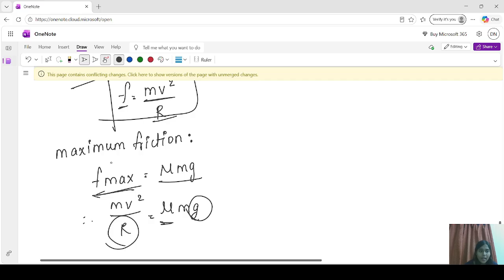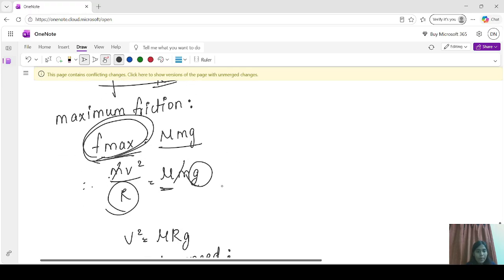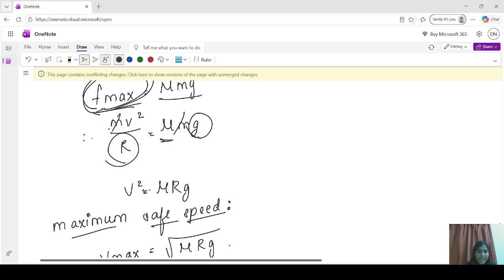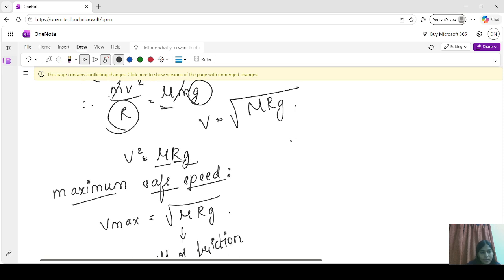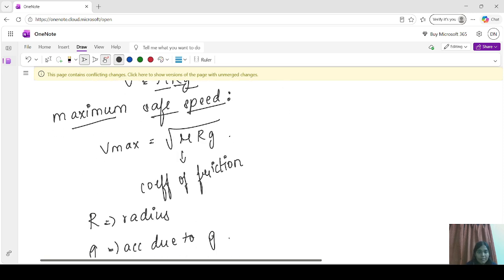Okay, we substitute F max as mv square by r, and m will get cancelled. And now what formula will you get? v square is equal to mu r g. We can also write it as v is equal to square root of mu r g. And it is the maximum safe speed. And mu is nothing but the coefficient of friction.